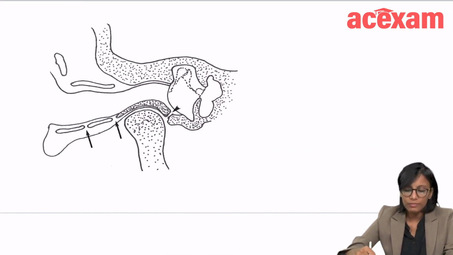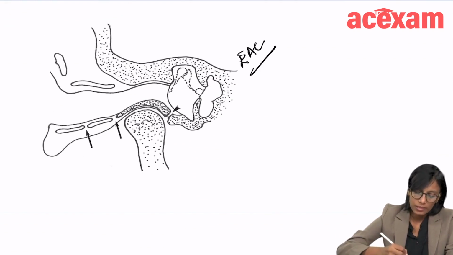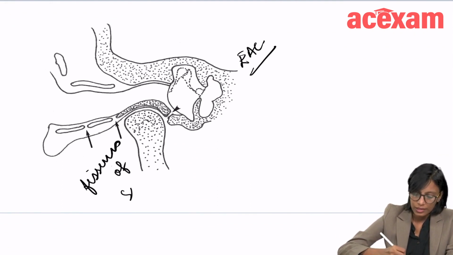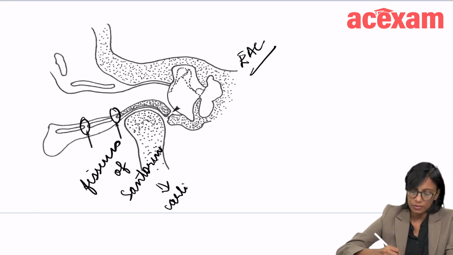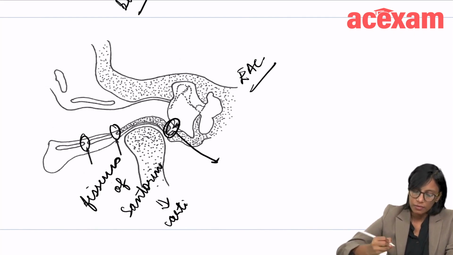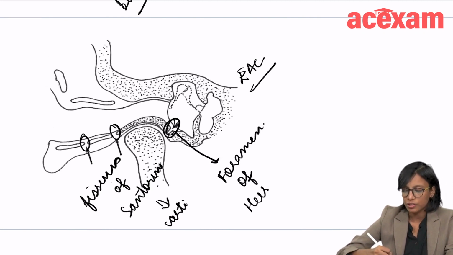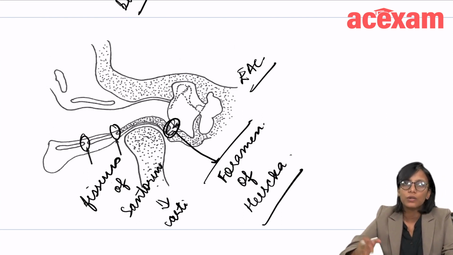Now we come to certain openings which are there in the external auditory canal. These openings are the fissures of Santorini. These fissures are there in the cartilaginous part, the outer part. And there is a foramen here in the bony part. This foramen is known as foramen of Huschke. So these foramen and these fissures connect the external auditory canal to the parotid gland.